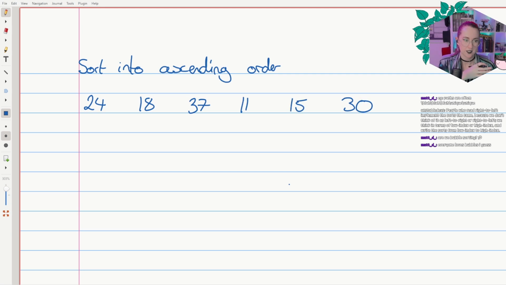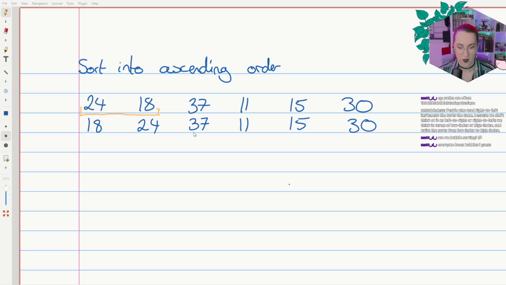So we start from the left-hand side and we work to the right. And I'm going to overly dramatize. So I'm comparing these two numbers. Are they in order? Is the smaller one on the left? No. So I'm going to swap them. So I get 18, 24. And then I haven't done anything else to the rest of the list. So I do 37, 11, 15, 30. Okay. So I've swapped those, and now I look at the next pair of numbers.